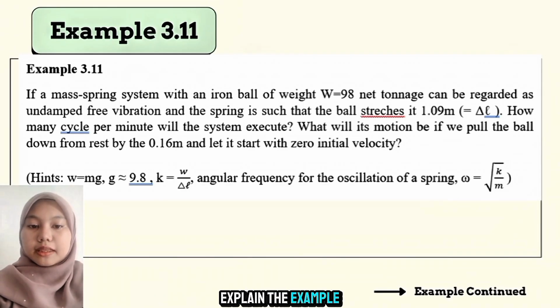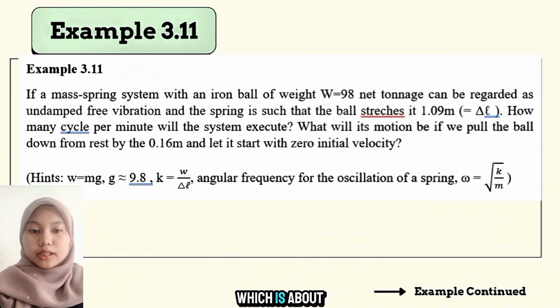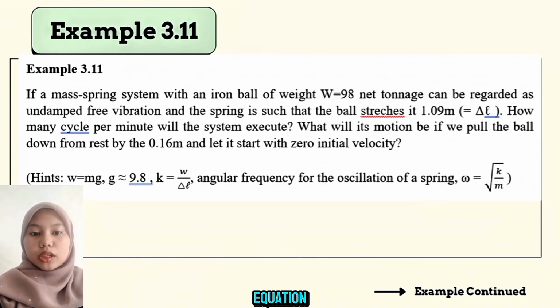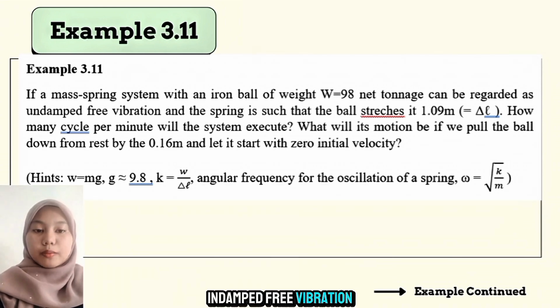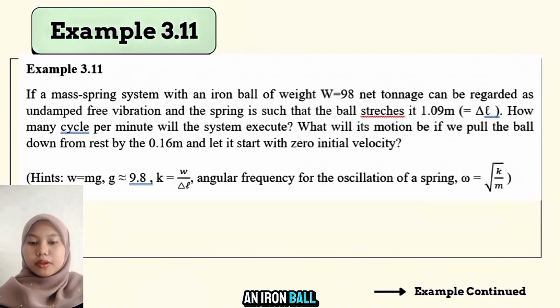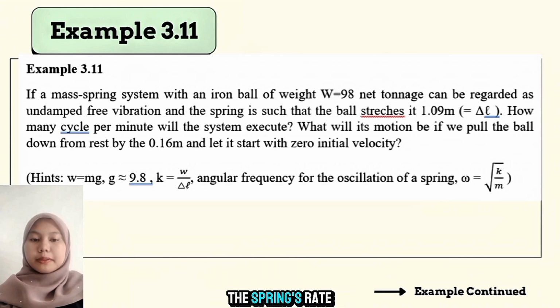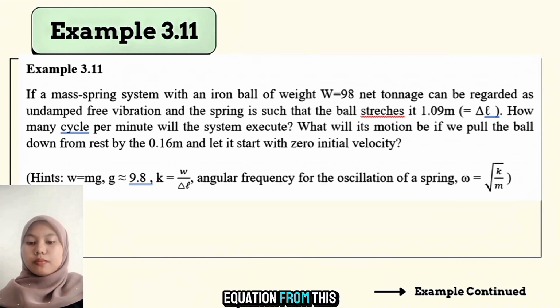I will explain Example 3.11, which is about a second order differential equation in a mass spring system under undamped free vibration. In this example, an iron ball weighing 98 Newton is hanging from a spring. The spring stretches 1.09 meters, which is the natural length. So the question is to find how many cycles per minute the system will execute, and the equation of motion if the ball is pulled down 0.60 meters and released from rest.